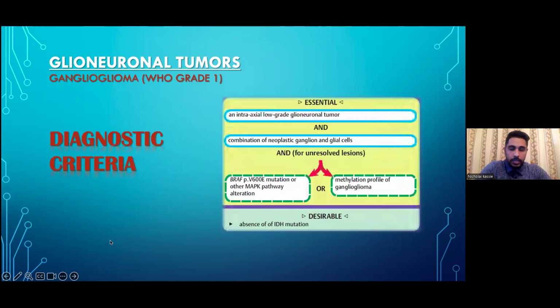Here's the diagnostic criteria for these types of tumors. Firstly, an essential finding would be an intra-axial low-grade glioneuronal tumor with a combination of neoplastic ganglion and glial cells. For unresolved lesions, you may find the BRAF V600E mutation, or the MAPK pathway alteration, or even a methylation profile of ganglioglioma. A desirable finding in this type of tumor is the absence of the IDH mutation.